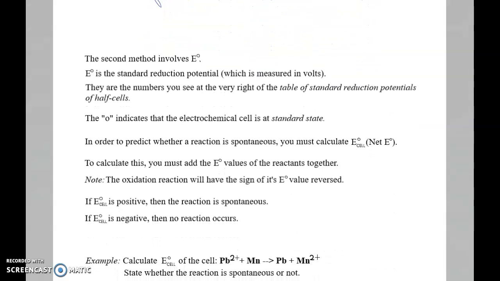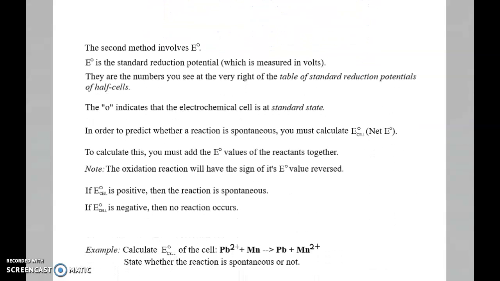Moving on to the second method, it involves the standard reduction potential, which is measured in volts. They are the numbers you see at the very right of the table of standard reduction potentials of half cells. Now the O in the E indicates that the electrochemical cell is at standard state.